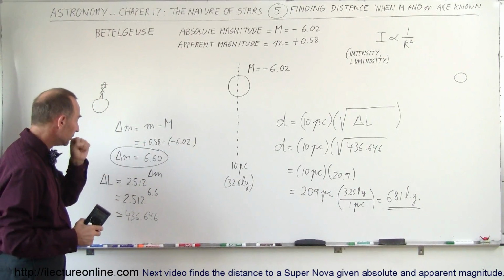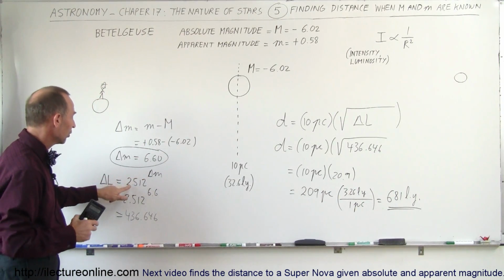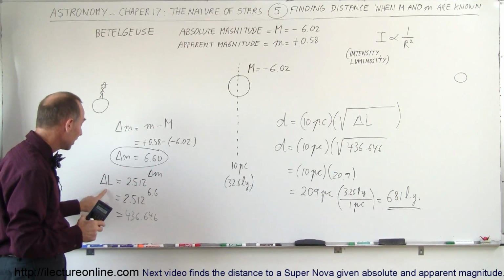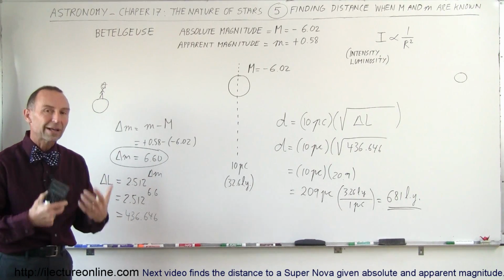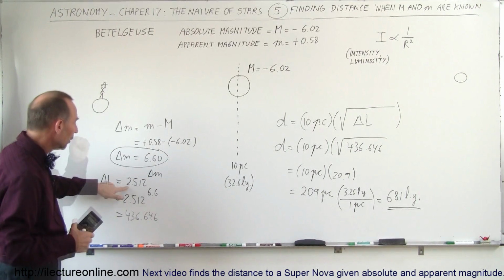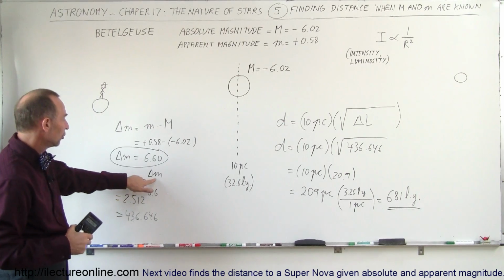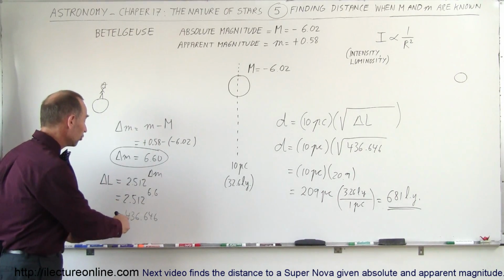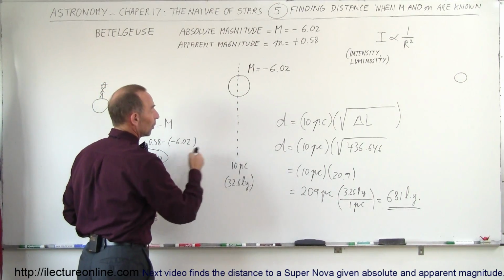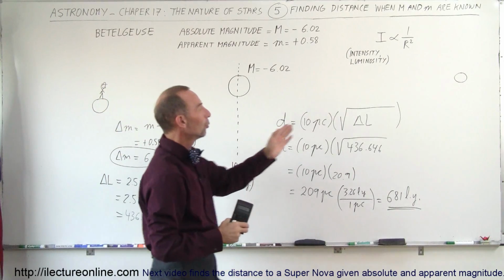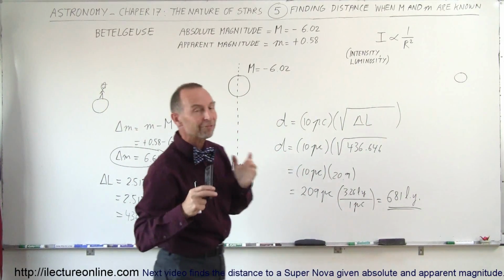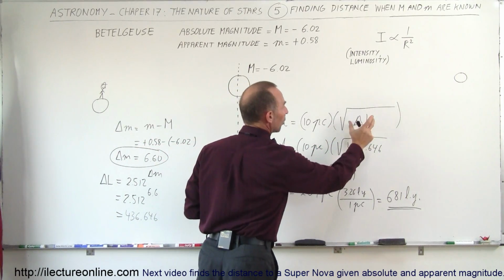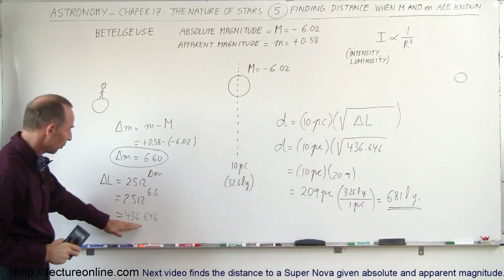We then use it as the exponent of the number 2.512 to convert from the difference in magnitude to the difference in luminosity. Luminosity is the brightness in terms of watts per square meter. So we raise 2.512 to the difference in magnitudes, and out comes 436. That means that Betelgeuse is 436 times brighter if it was at a distance of 10 parsecs compared to where it actually is. We then find the actual distance by taking 10 parsecs and multiplying it times the square root of the difference in luminosity, which is the number we got right here.